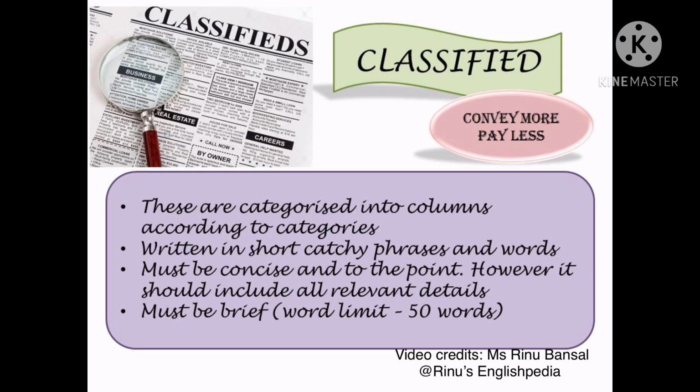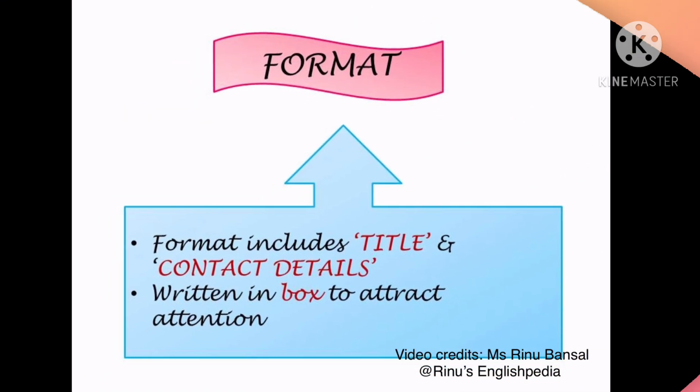The classified ads are categorized into columns according to the categories. They are written in short, catchy phrases and words. They must be concise and to the point. However, it should include all relevant details. They must be brief. The word limit for an advertisement is 50 words.